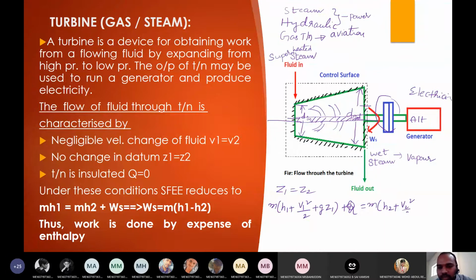So we are assuming the turbine is horizontal. Let us say Z1 is equal to Z2, so these two terms will be cancelled. I am assuming the turbine is insulated, therefore Q is equal to 0. Turbine is insulated, okay, Q is equal to 0.